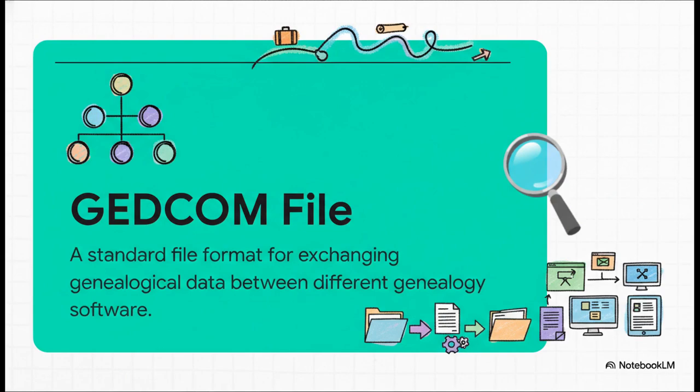And yeah, it's pronounced JUDCOM. Just think of it like a universal translator for your family tree. It's the standard format that lets all the different genealogy programs talk to each other. It's basically the digital suitcase that's gonna carry your family history over to FamilySearch.